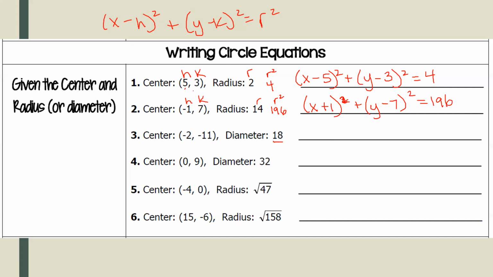Like look here at number 3, they tell us the diameter. Okay, well if the diameter is 18, what's the radius? It's 9. And if the radius is 9, then what's r squared? 81. Yeah, so just be very careful with that. So to write the equation, I'm going to say x minus h. h is -2, so this is really x plus 2, because this would say x minus -2 squared, plus y minus k. k is -11, so this would be y minus -11, minus a negative is really plus. And we already figured out r squared was 81.